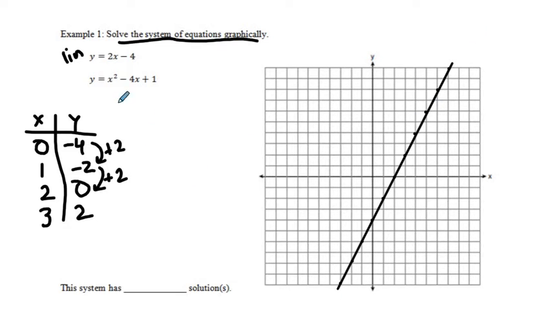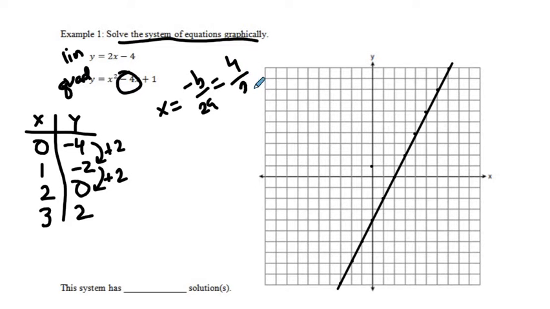Now, so that's one of our equations, and we have to graph our quadratic equation now, and what we are looking for is where those two graphs intersect. So y equals x squared minus 4x plus 1. So we know that the y-intercept is 1. We can find the axis of symmetry by doing x equals negative b over 2a. My b value is negative 4, so 4, and my a value is 1, so 4 over 2, which means my axis of symmetry is x equals 2. That's going to be this vertical line right here.